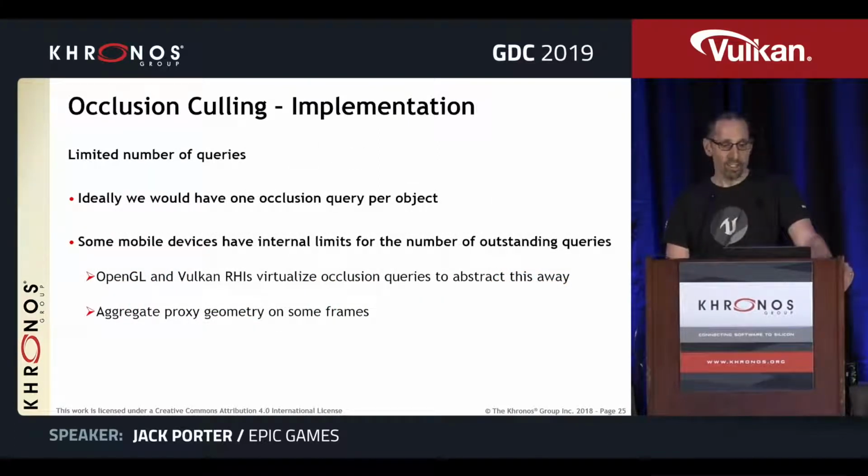On the implementation side, both under GL ES and Vulkan, we find certain devices have a limited number of outstanding occlusion queries that are supported. Ideally, we'd have an occlusion query per object so that we could know for sure whether that particular proxy geometry needs to be rendered as real geometry. So we've had to virtualize how we implement the occlusion queries. Kostiantyn's going to talk a little bit about how we reuse the occlusion queries for Vulkan. We also have a round-robin system for aggregating geometry at a higher level in Unreal Engine that is used to aggregate this proxy geometry.